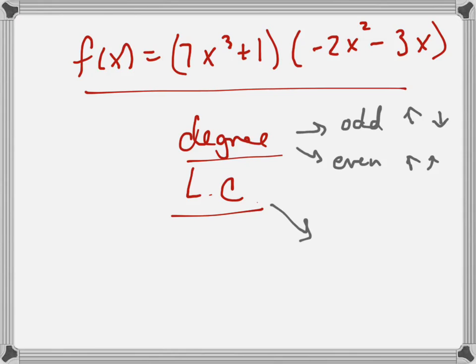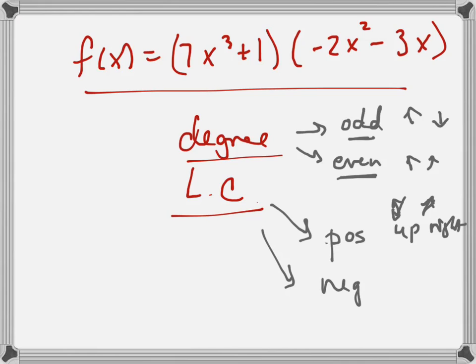If the leading coefficient is negative, well, let me start with positive. If the leading coefficient is positive, then it goes up to the right. So if it goes up to the right, and if it's even, it also goes up to the left. Right? If it's positive but odd, if it goes up to the right, then it goes down to the left. Okay? And so if the leading coefficient is negative, then it goes down to the right.